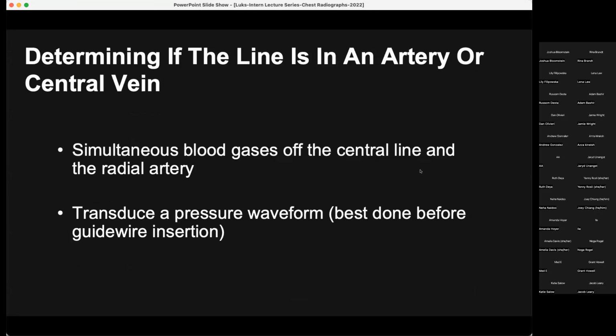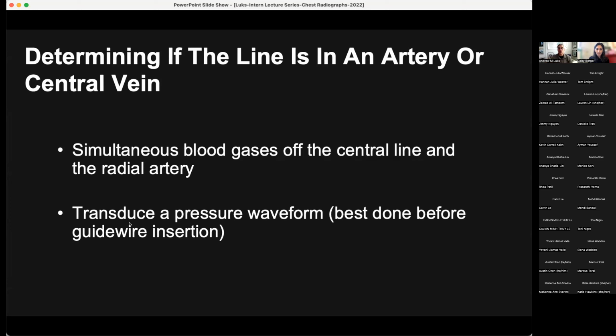Now, you are going to be stuck in some situations where the line looks like it may not be in an appropriate position. Before you take it out, there's a couple of things you can do. You can draw blood gases simultaneously off the central venous catheter and the radial artery. If the PO2 is markedly different between those two draws, that suggests that the central line that has the lower PO2 is in fact in a venous position rather than an arterial position, whereas if those two blood gases look exactly the same, you probably have an arterial placement.